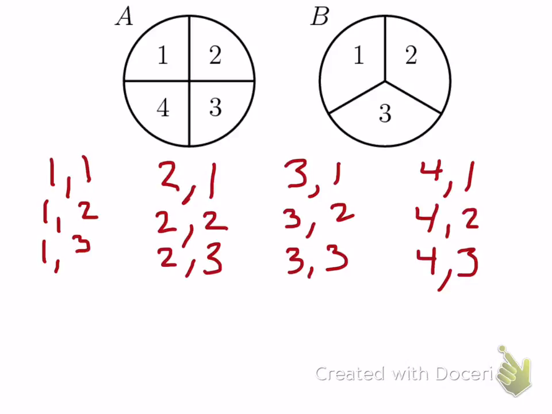You can see I've completed my organized list of outcomes. Once again, using these two spinners, I still have the same possible outcomes, just listed without the tree diagram, and I have a total of 12 outcomes.